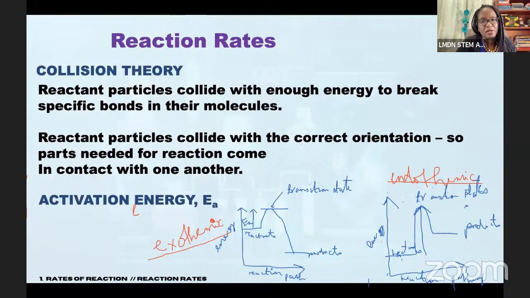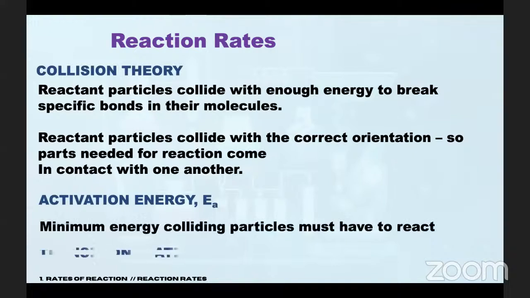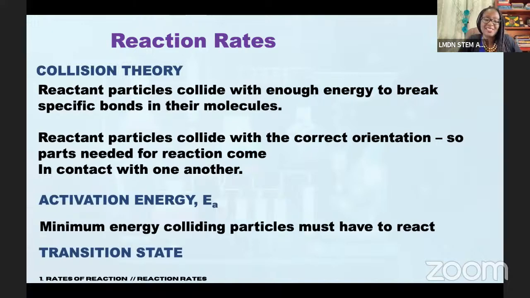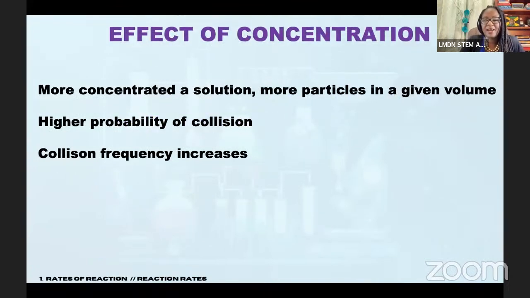So let's see now. I'm going to clear this. We already spoke about the minimum energy the colliding particles must have in order to react. We spoke about the transition state, which is kind of an intermediate state in between your reactants and your products. So we covered that. Now there are different things that can affect the rate of the reaction. The first one that we're looking at is concentration. How does the concentration of the solution affect the rate of reaction? There are things that you can do to speed up the reaction, and there are things that would have a slowing down effect on it, right?